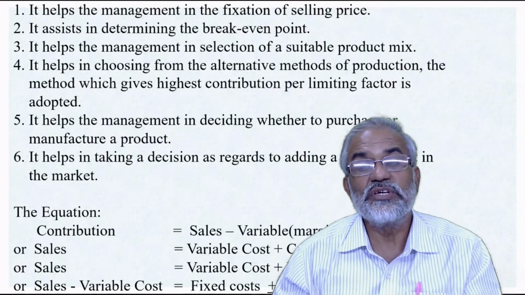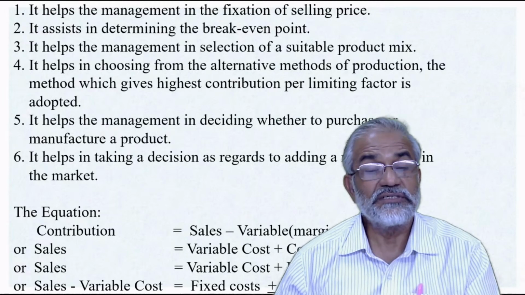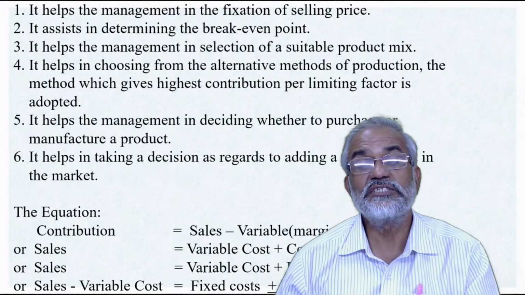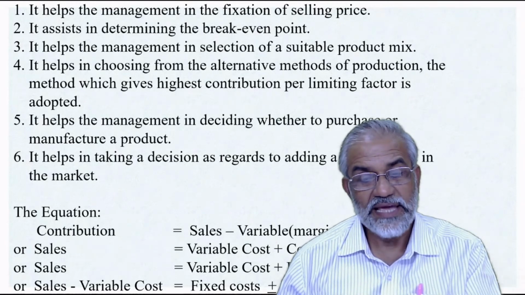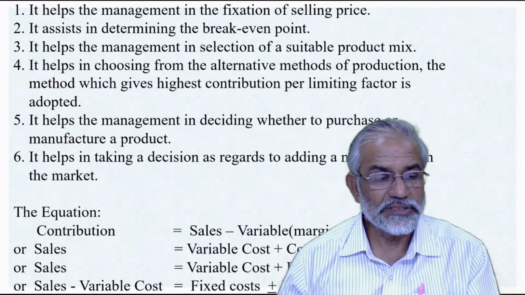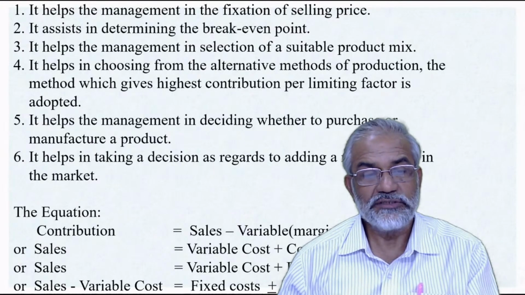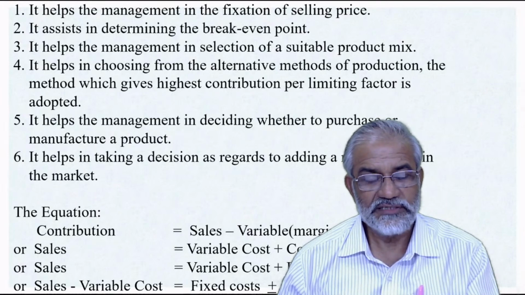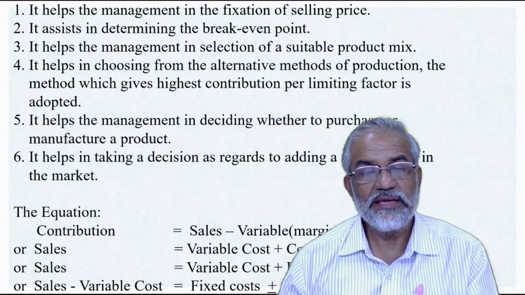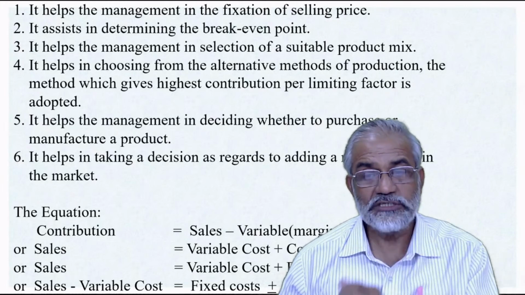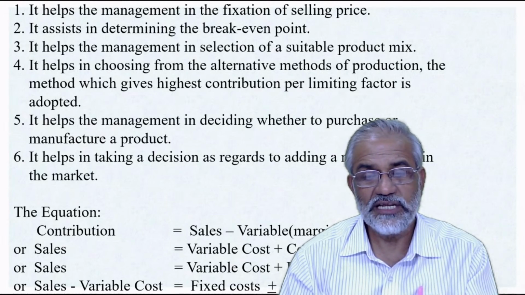The equation of contribution is equal to the sales minus variable cost or the marginal cost. Marginal cost and variable cost are one and the same, as defined, that which varies directly and proportionately with the volume of production. Sales can also be determined as variable cost plus contribution, just changing over the equation. Then sales can also be determined as variable cost plus fixed cost plus or minus profit. If there is profit, it has to be added. If there is a loss, it has to be deducted.